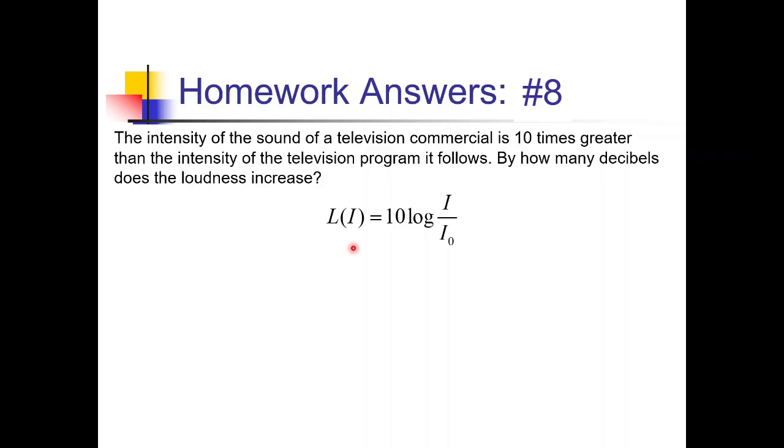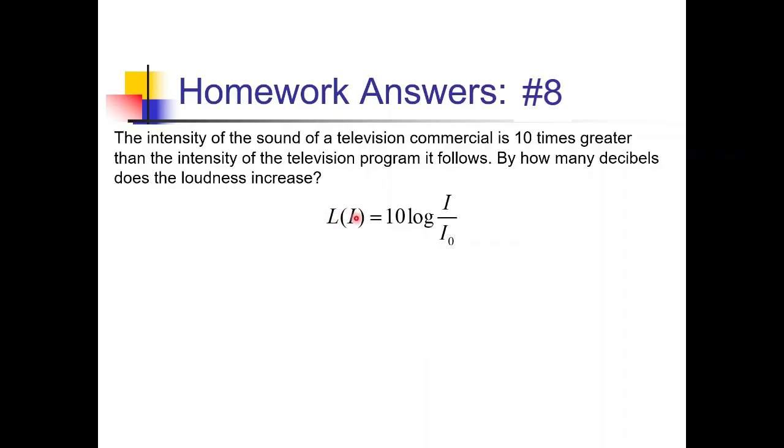For this problem, we're told that the intensity of the sound of a television commercial is 10 times greater than the intensity of the television program it follows. I wonder if that's actually true. It would make sense. We want to know by how many decibels does the loudness increase. So they gave us this loudness formula here, where you take the intensity and plug it in. And the idea here is that we're just dividing the intensity by the intensity of some really small sound here that's barely audible.